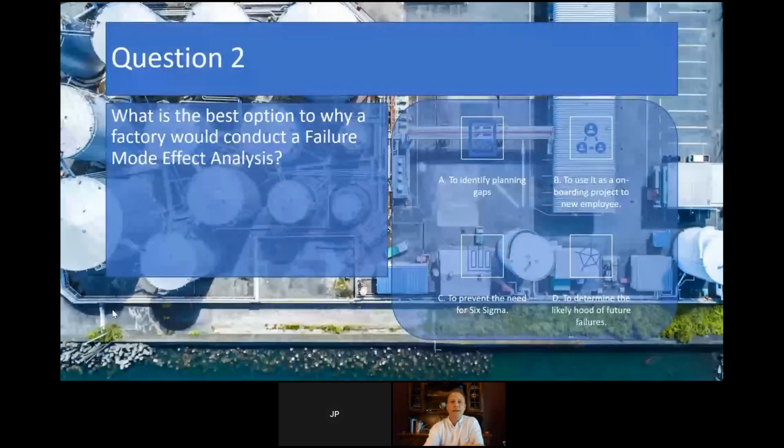Question number 2 is, what is the best option for why a factory will conduct a failure mode effects analysis? A is to identify planning gaps. B is to use as an onboarding project for new employees. C is to prevent the need for Six Sigma. Or D is to determine the likelihood of future failures. We'll start the clock. We'll go about 30 seconds. All right, we're getting some answers right now. It looks like the majority is answering D, to determine the likelihood of future failures. And we also have one person who answered to identify planning gaps.